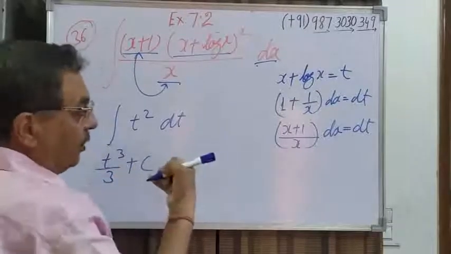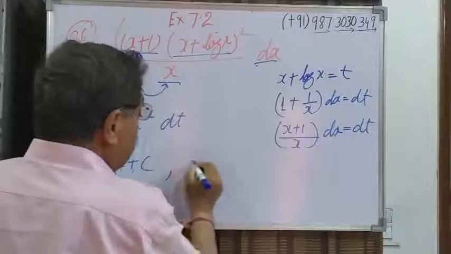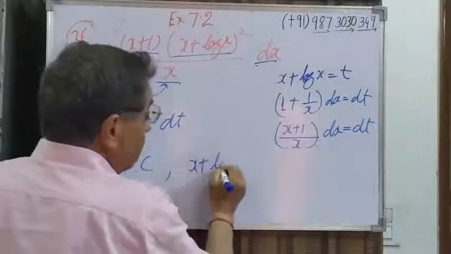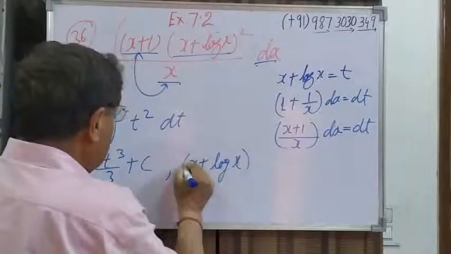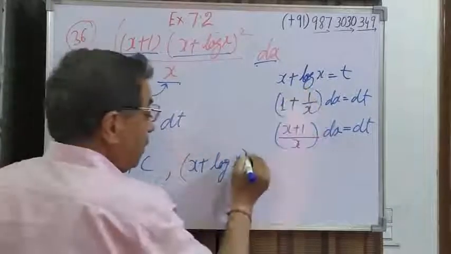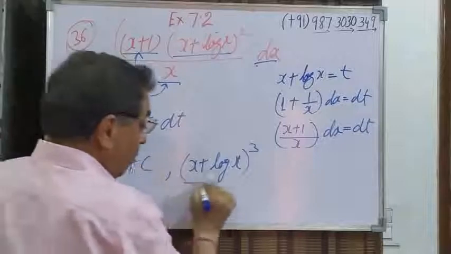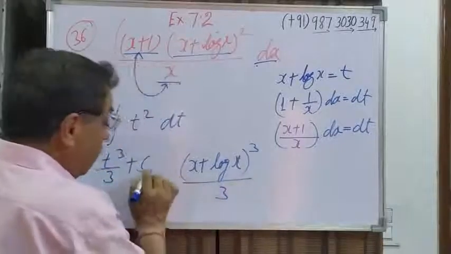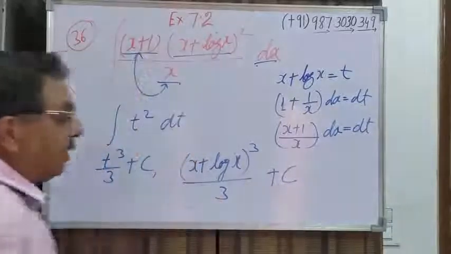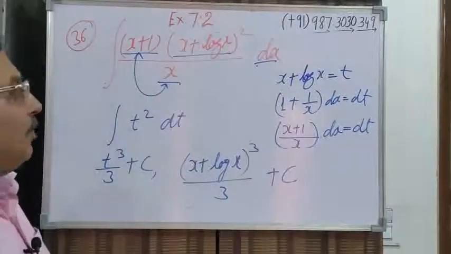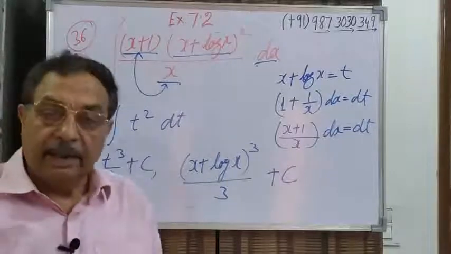And what is the t we have taken? That is x plus log of x. So t was x plus log x, whole cube divided by 3 plus the constant of integration, that is c. So this is the answer for question number 36.